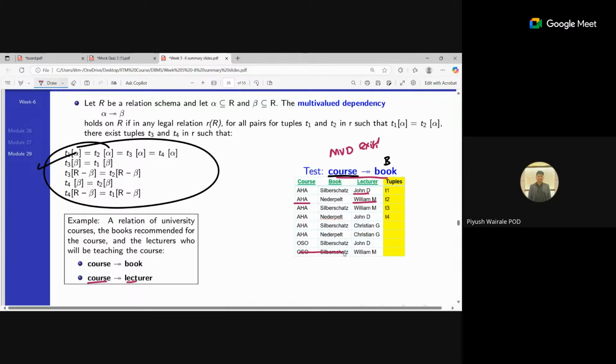What if I remove this particular row? Will MVD exist? No. Because for AHA this will get satisfied, but for OSO this will not get satisfied. What we said is that in R, such that T1 alpha must be equal to T2 alpha. So if I remove this row, then MVD will not exist, even if it is satisfied for AHA here.